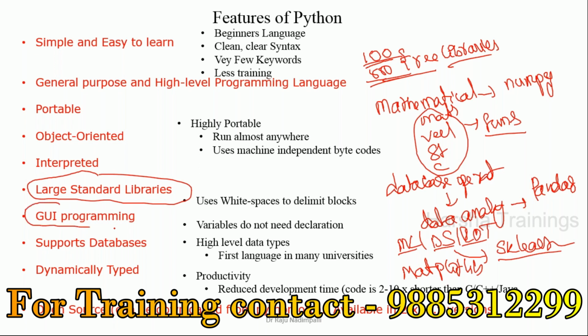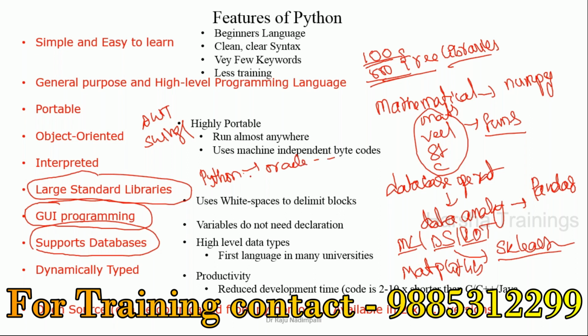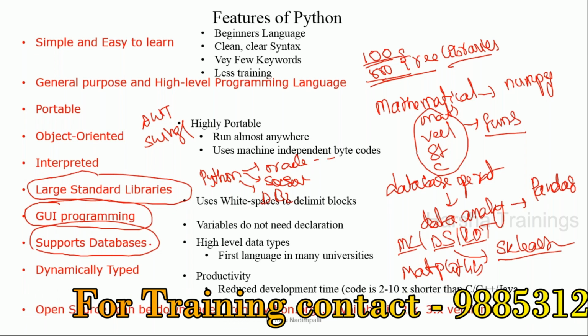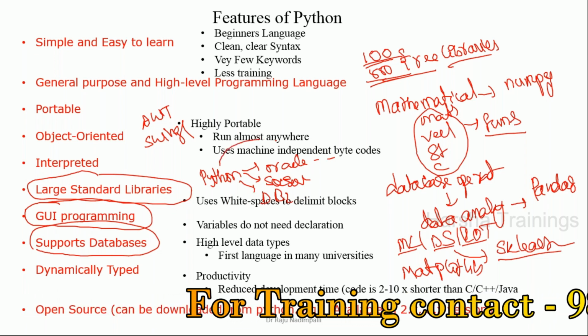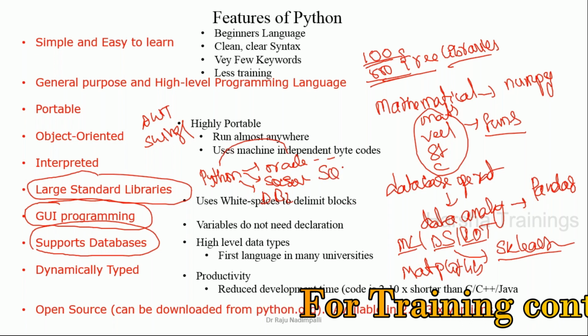And we can create graphical user interface programming, like in Java, you have AWT, Swing, and so on. Clear? And a very, very important point is Python supports all databases. Through my Python program, I can connect to Oracle from Oracle Corporation. I can connect to SQL Server, which is from Microsoft Corporation. I can connect to DB2, which is from IBM. So what is the meaning of that? Through my Python program, I can talk to any kind of SQL database.